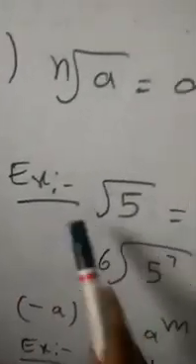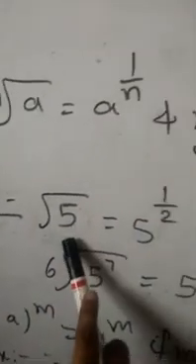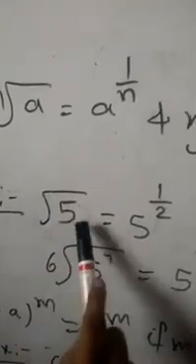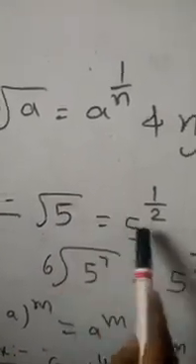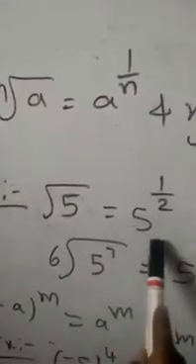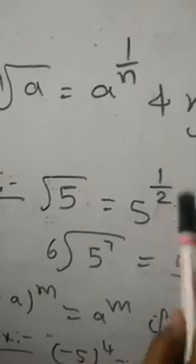Next example: see, square root of 5. Square root of 5 meaning what? Here square root means 2 is there. So power 1 is there. So 5 to the power of 1 by 2. Here this formula applies. So root 5 value is 5 to the power of 1 by 2.